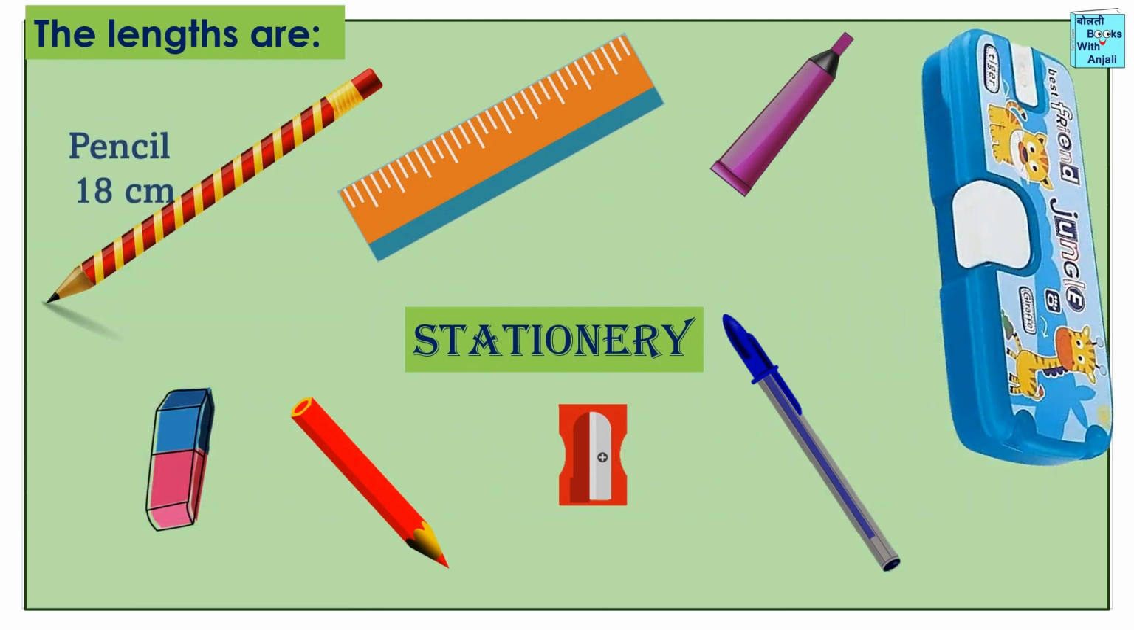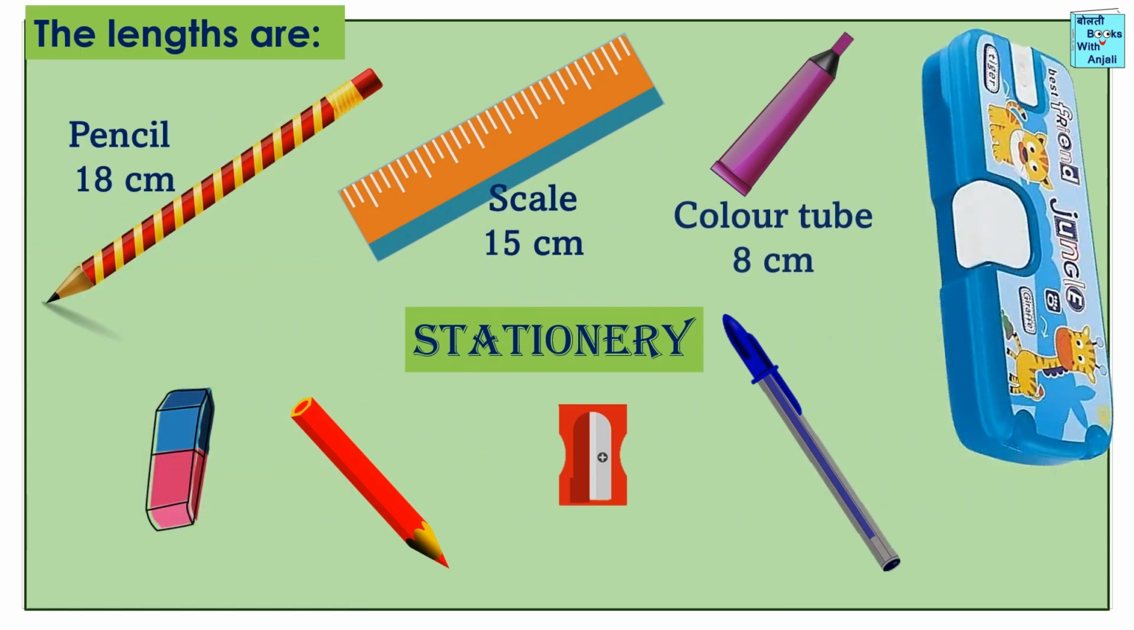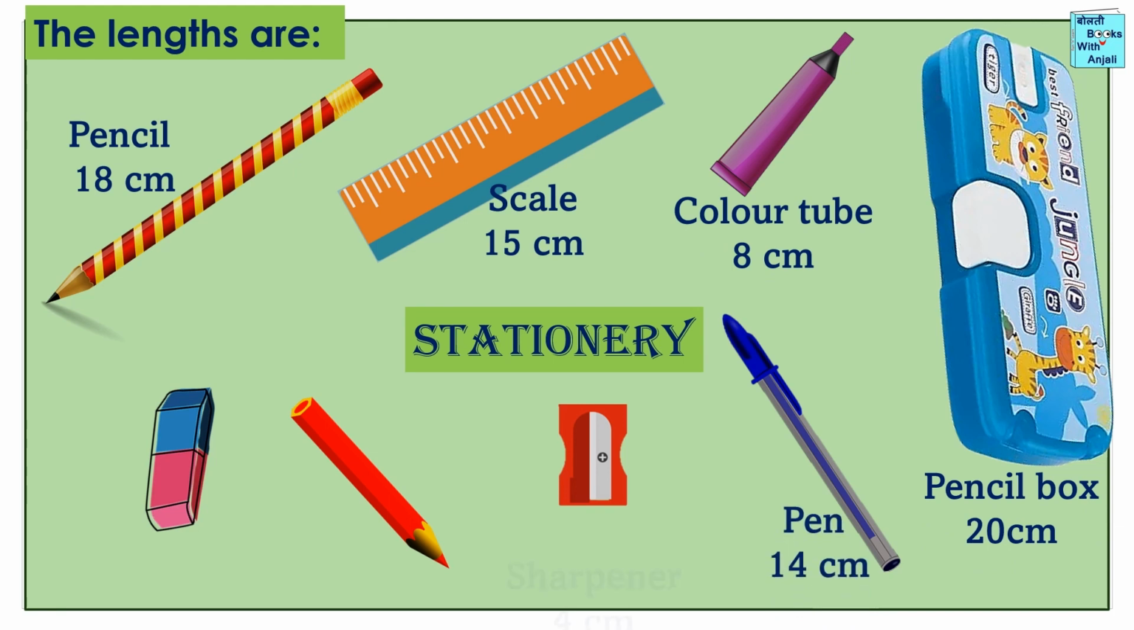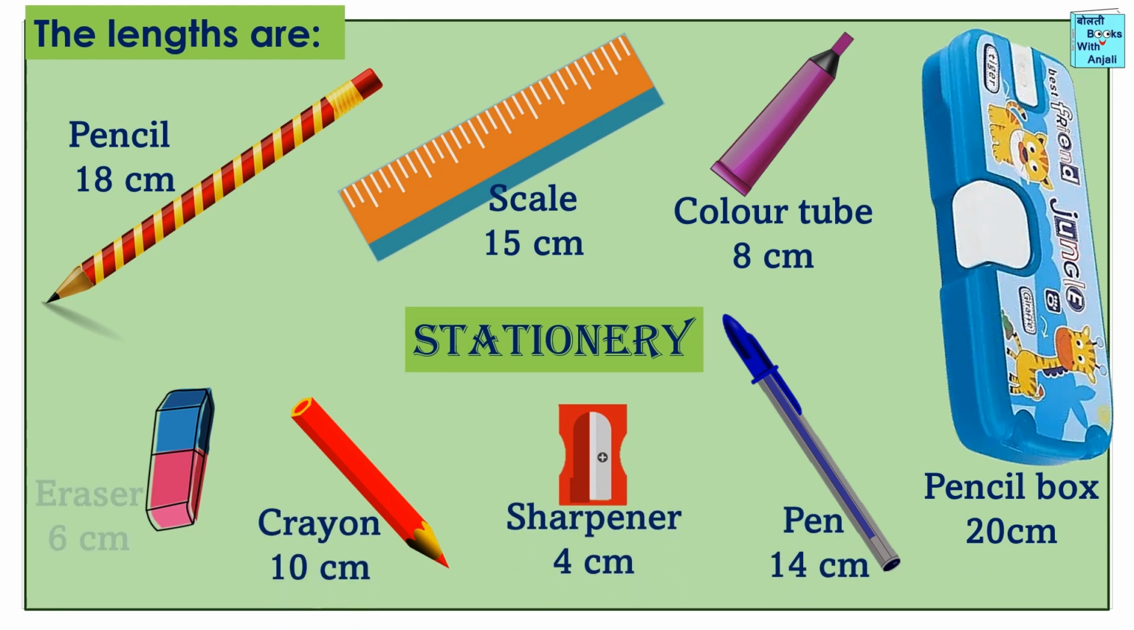The length of pencil is 18 cm, scale 15 cm, color tube 8 cm, pencil box 20 cm, pen 14 cm, sharpener 4 cm, crayon 10 cm, and eraser 6 cm.